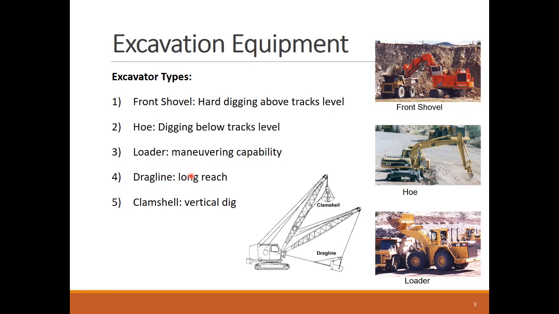There are five main types of excavation equipment. First, shovel is heavy equipment that excavates above the ground. Hoes are designed to dig below the grade. Loaders are mainly used to load the excavation spoil into the trucks, but they can still help in shallow excavation operations.